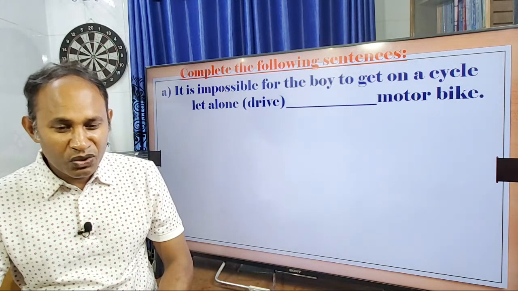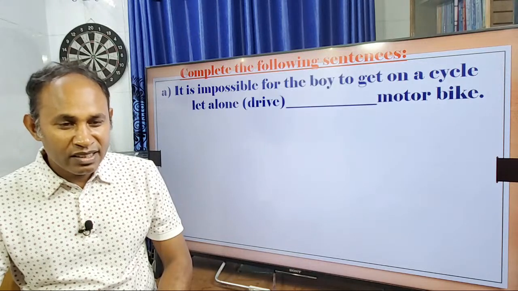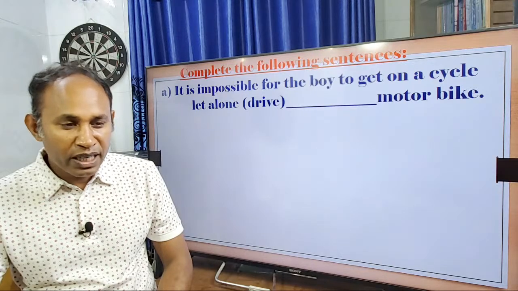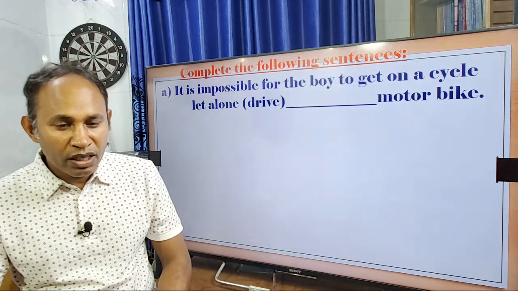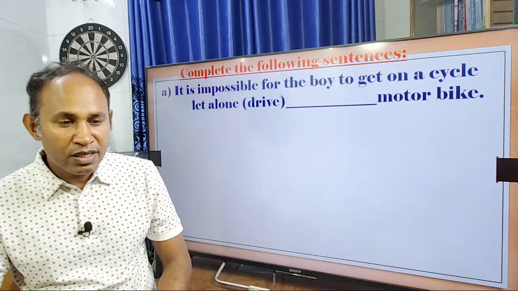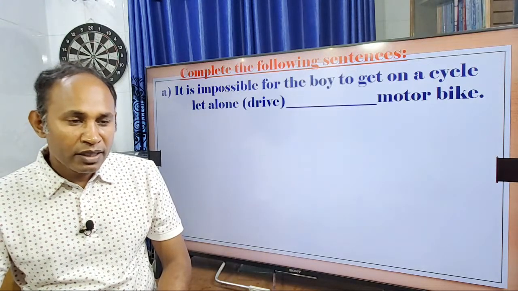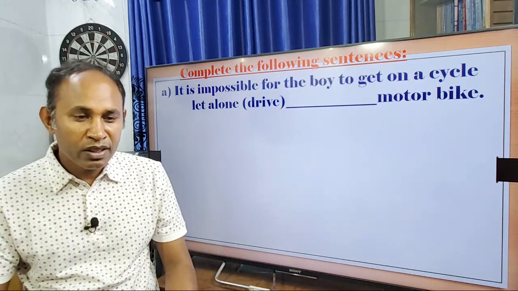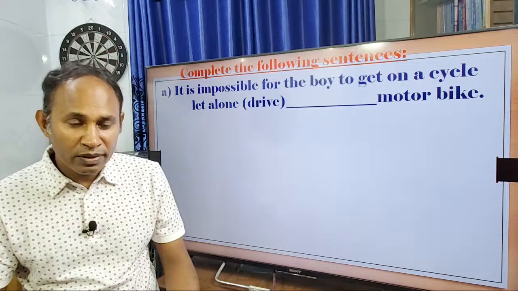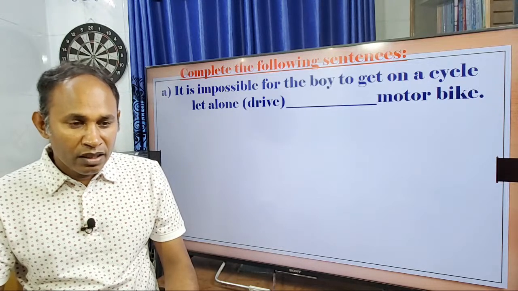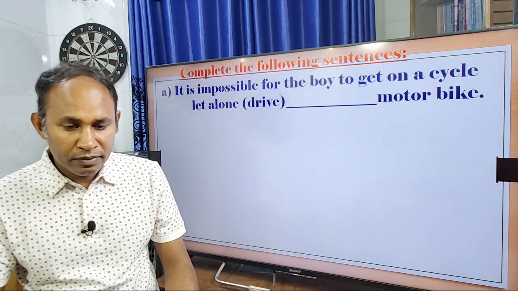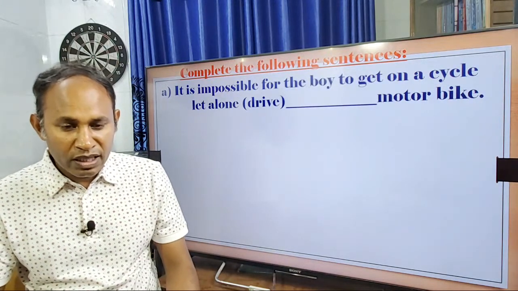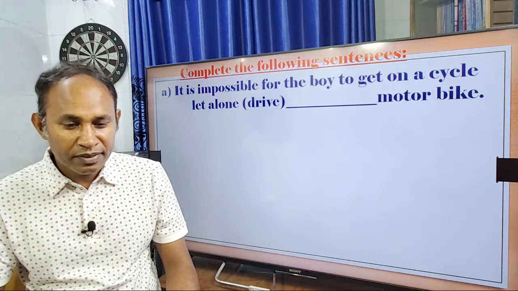You're thinking a lot. Probably you know the meaning of let alone. Let alone mane bola nish proyojon. That means bola bahullo. Tar mane hocche je eta cheltar jonno etota oshombhob je eta cycle e chorai oshombhob. To tar jonno aba motor bike e chora. And probably you're thinking a lot. You please write down the answer.